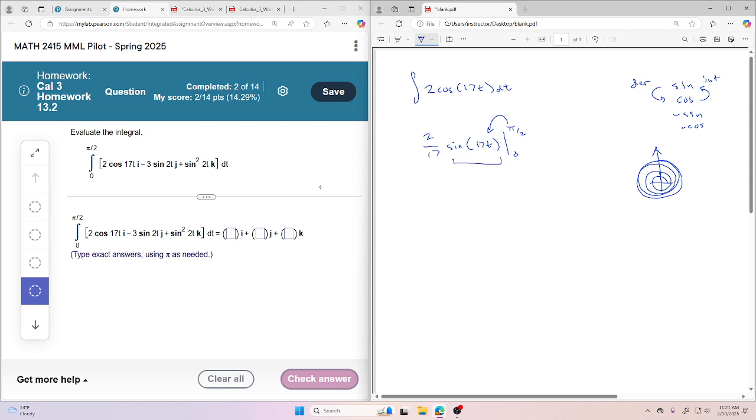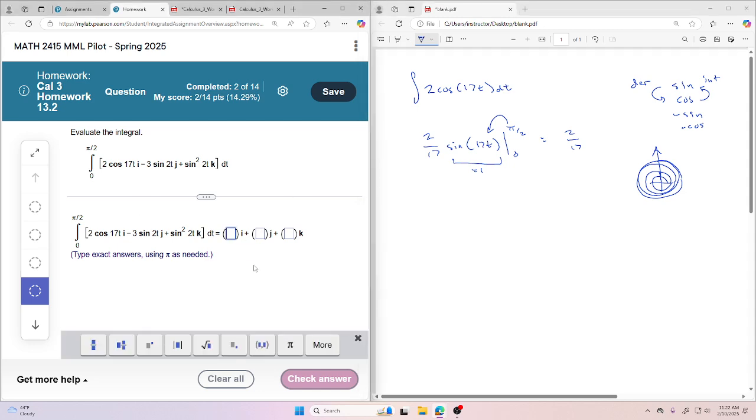So what does this turn into here? Very good. And when I plug in a 0, sine of 0 is 0, so everything's happy. Basically, this whole thing turned into 2 over 17. Am I right there? Okay, so we got that. In fact, that is, I think, the answer, isn't it? Like, that's it? Like, 'cause that was it, right? For that component. And then we just do the next one.